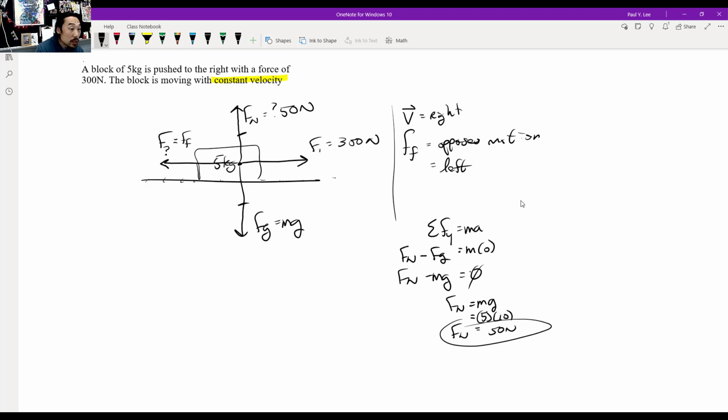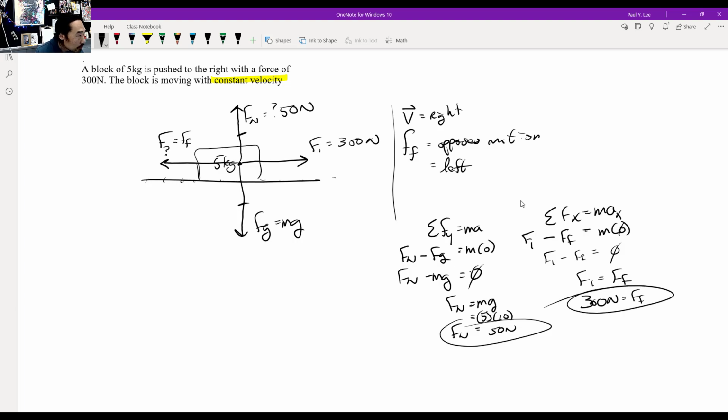All right, now let's do the same for the x-axis. Okay, the sum of the x forces is equal to max. Because we're moving with constant velocity, we know that this is just 0. And here we have positive f1 because it's pointing to the right, minus f of f. Okay, so we have 0 equals f1 minus f of f, therefore f1 is equal to the force of friction. We know that f1 is equal to, was it 300? There we go. 300 newtons is equal to the force of friction. Final answer. All right, let's do another one.